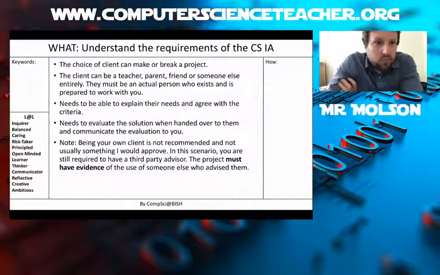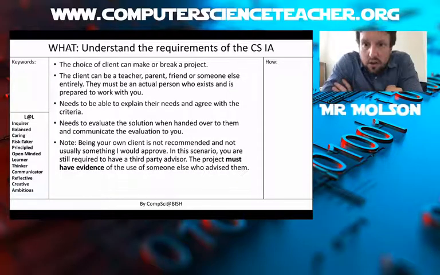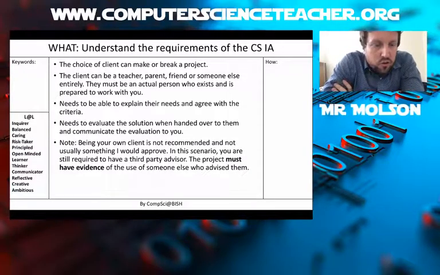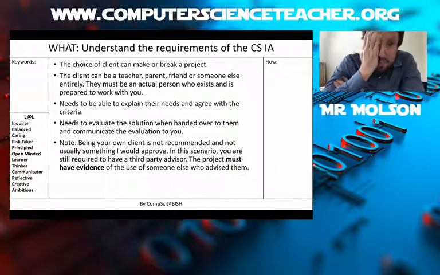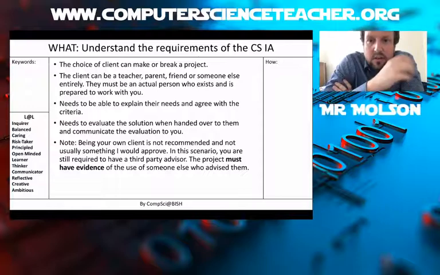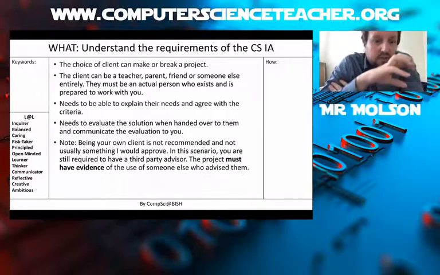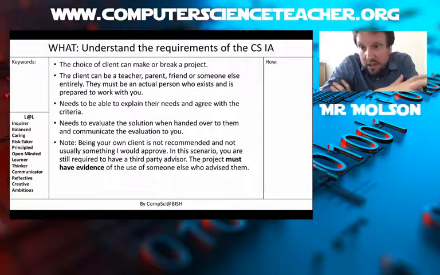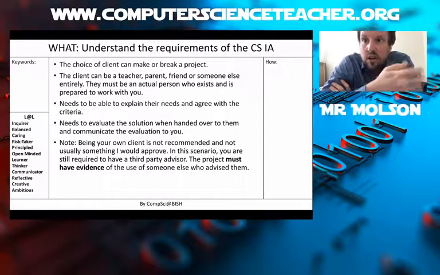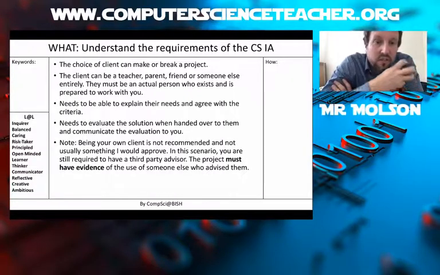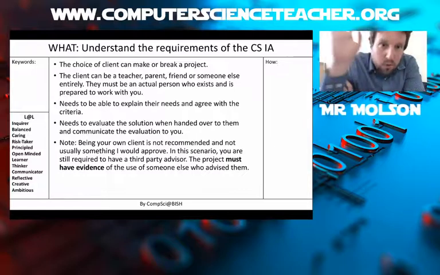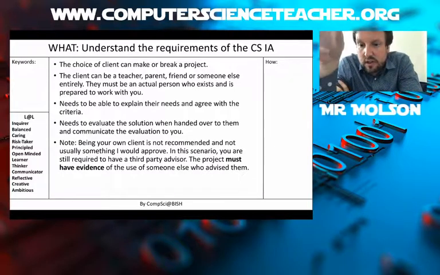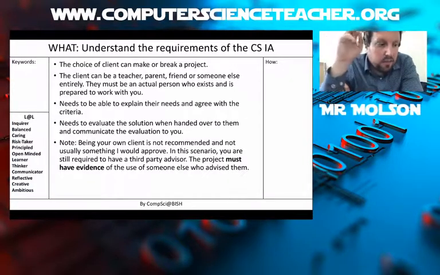I've already talked about this a little bit, but your choice of client is really important. It can make or break a project, and I can't emphasize this enough. Year after year, I get students trying to pretend that they have a client and they don't really. They're making the client up. And it is very obvious to me and to the moderator when students do this. I can't emphasize that enough.